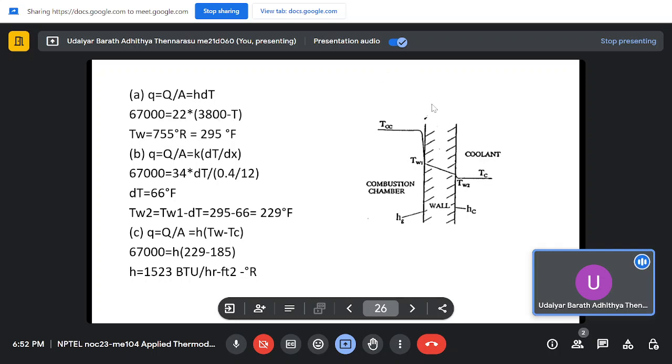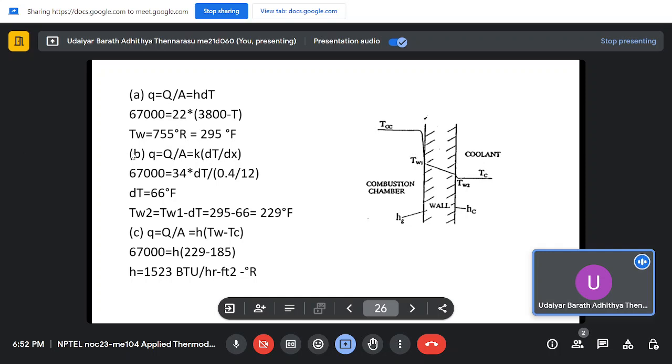Now we have calculated the inner wall temperature. The next question was to find the outer wall temperature. We know that the heat transfer, or heat flux, will remain the same if you take any part of it between two temperatures.